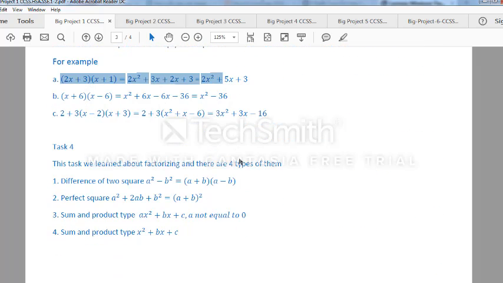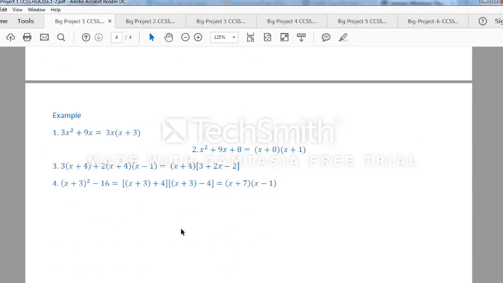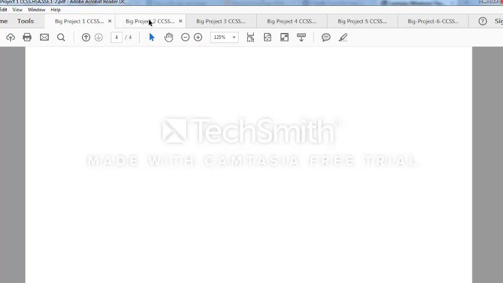Okay, so for task 4 it's kind of different, because this one we have to factorize to make this thing bigger before the simplify. We find a difference of squares, we see the perfect square, we make a sum and product type of everything, and then we're going to get an answer. Okay, that's it for project number 1.